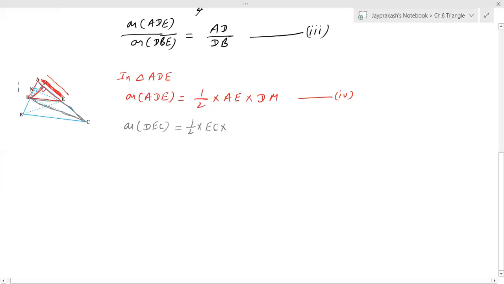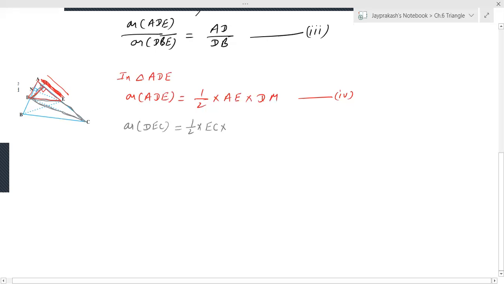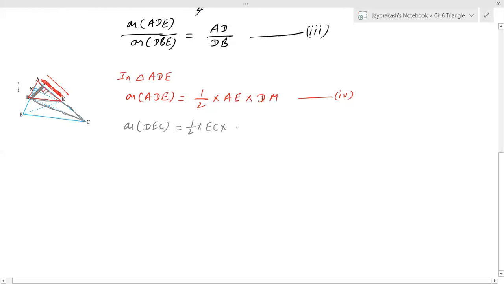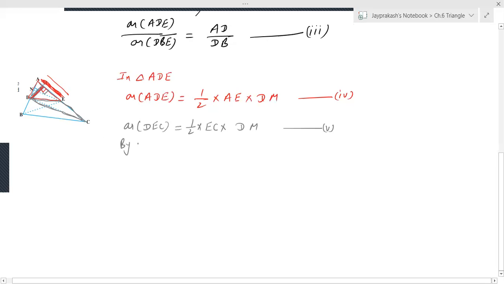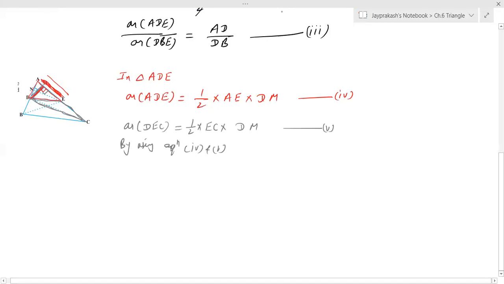Here the base is EC. And as we discussed earlier, the height of the triangle may lie outside, so we are taking DM as the height. This is equation number 5. Now in the same way that we generated equation number 3, we have to generate equation number 6 by using equations 4 and 5. So by using equation number 4 and 5, we have generated equation number 6.